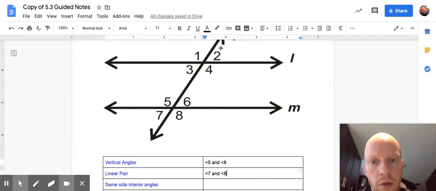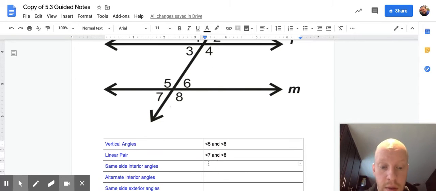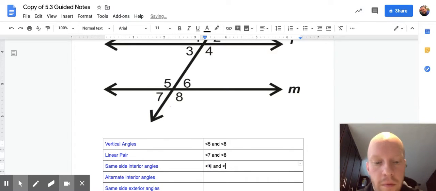Okay. So let's just look at this side. And they're interior, so they're inside. Oh, okay. So angle 4 and angle 6. Angle 4 and angle 6. Now, for this one, there's only one more pair of same side interior angles. So you're only going to have to give me one more pair, all right?